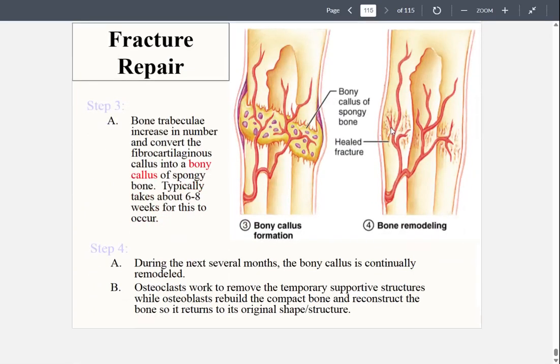From there, we're going to get bone trabeculae or spurs that are going to increase in number and convert that callus into a bony callus made up of spongy bone. This takes about 6 to 8 weeks.